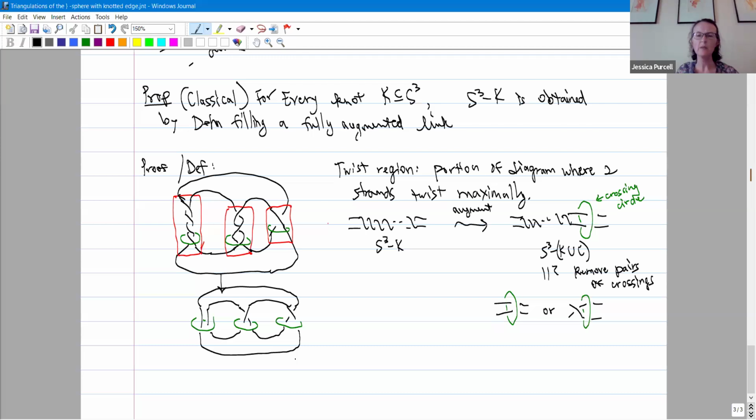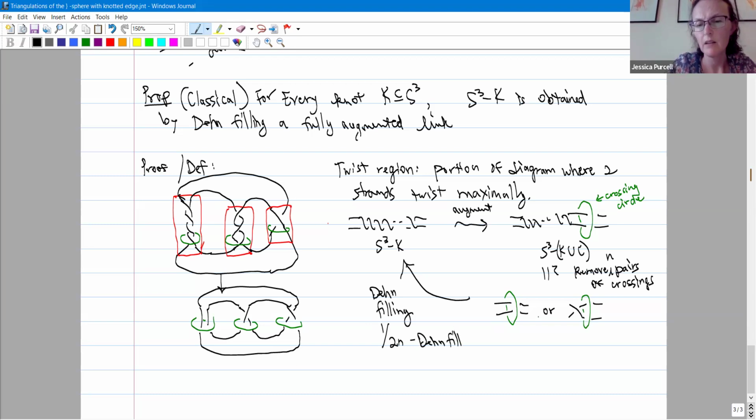But now, how is this related to the original? Well, you go back by Dehn filling. In particular, if you removed, say, n pairs of crossings, then doing a 1/n Dehn filling will give you back the original. So every knot has a diagram. For every diagram, you can identify the twist regions, and then you can insert these crossing circles, and you get that the knot was obtained by Dehn filling a fully augmented link.